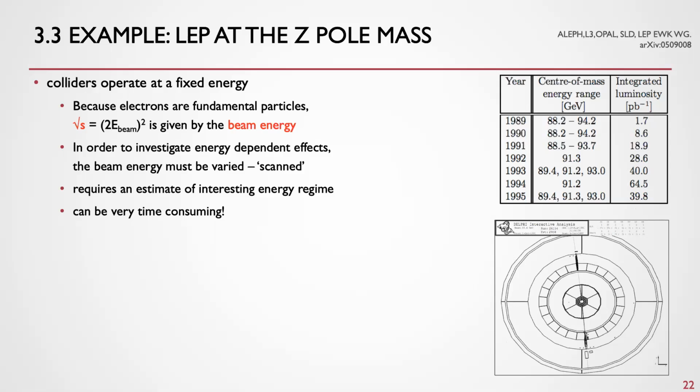At the LHC, a hadron collider, we have 600 to 700 particles, depending a little bit on which year we look, but at least several hundreds of particles in each collision. As I've said many times, but saying it again, because electrons are fundamental particles, square root of s is given by the beam energy. In order to investigate the energy dependent effects in the standard model, you have to scan the beam energy, and that takes a lot of time.